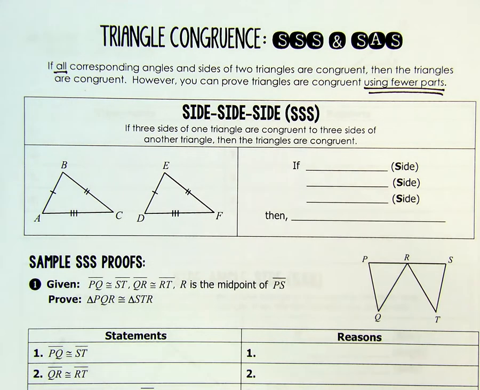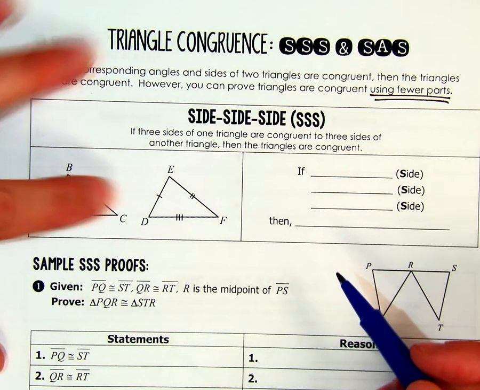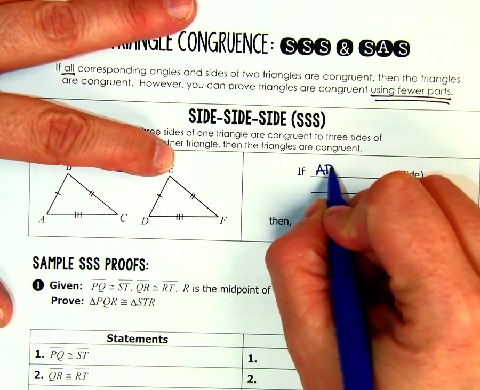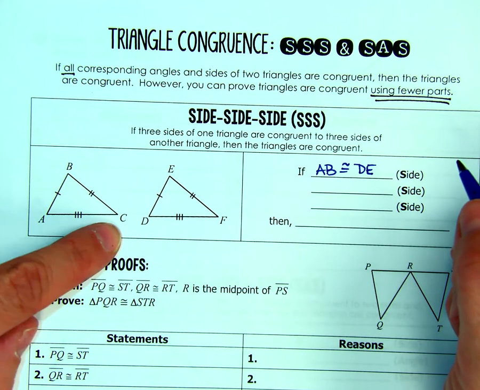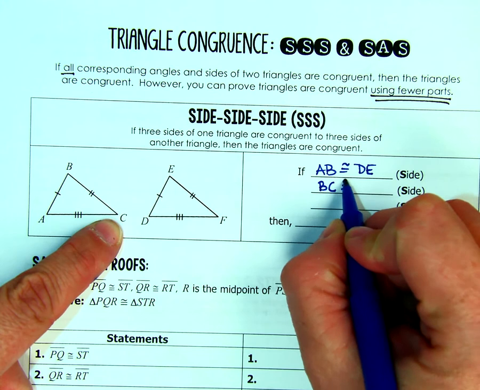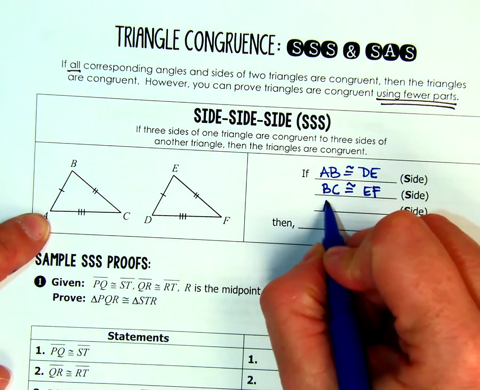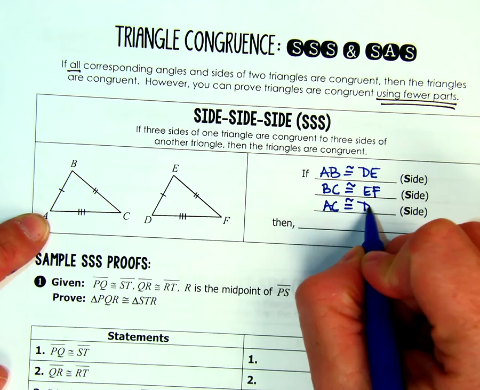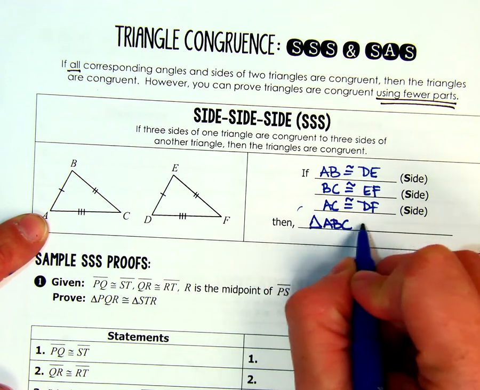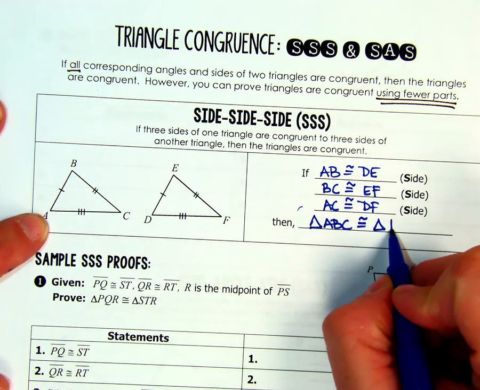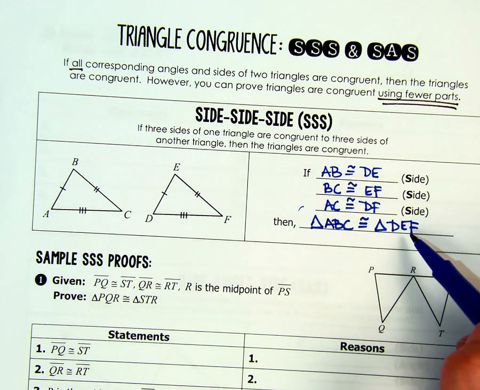So side, side, side. So if I know that AB is congruent to DE, and I know that BC is congruent to EF, and I know that AC is congruent to DF, then triangle ABC is congruent to triangle DEF. So if I have 3 sides, then I know that the triangles are also congruent.